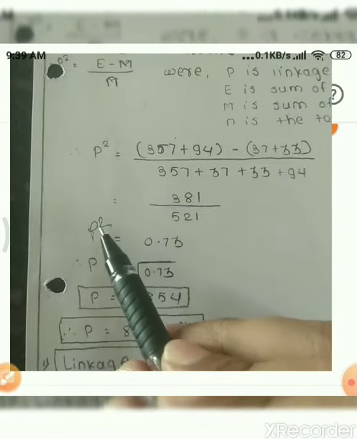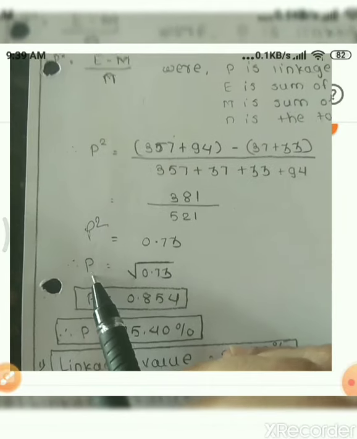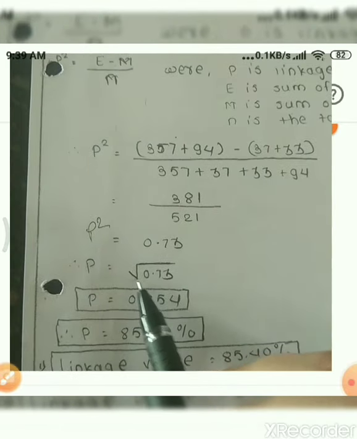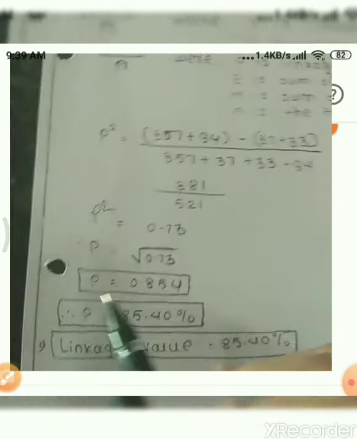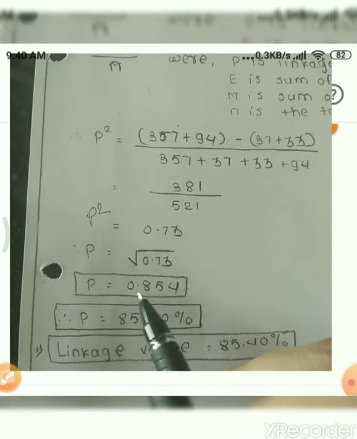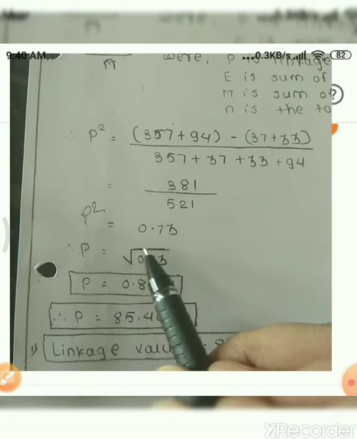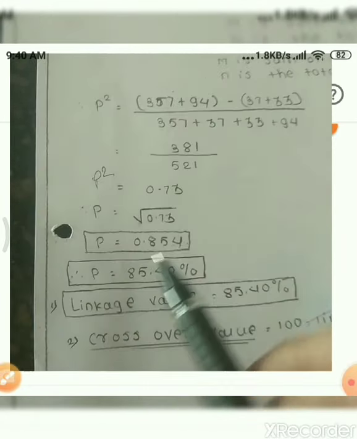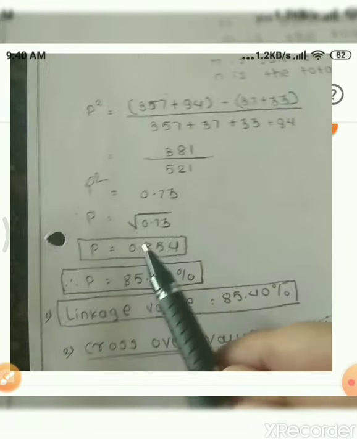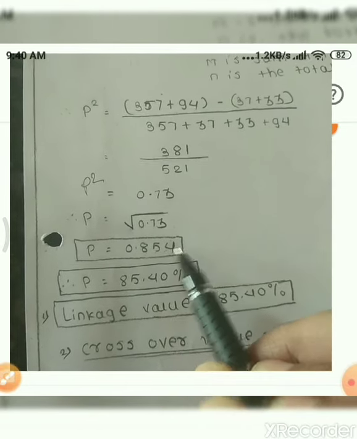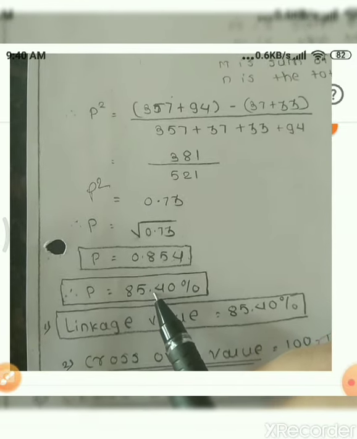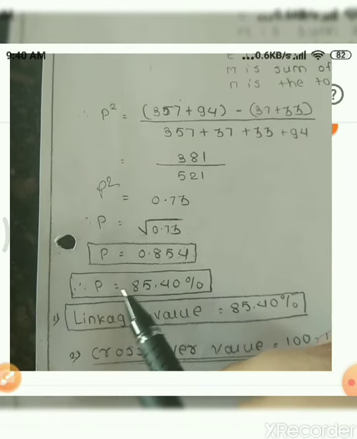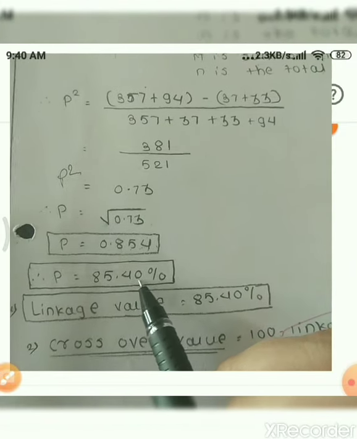Now we had to find out the answer for the value of p. That's why we took the under root of 0.73. That's why p is equal to 0.854. How did this answer 0.854 come? Because it's the under root of 0.73. So now when we express this 0.854 value in terms of percentage, therefore p value is equal to 85.40.